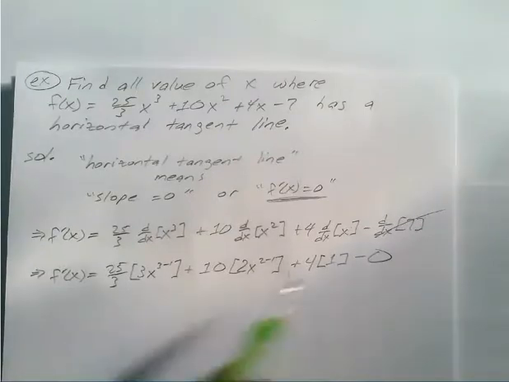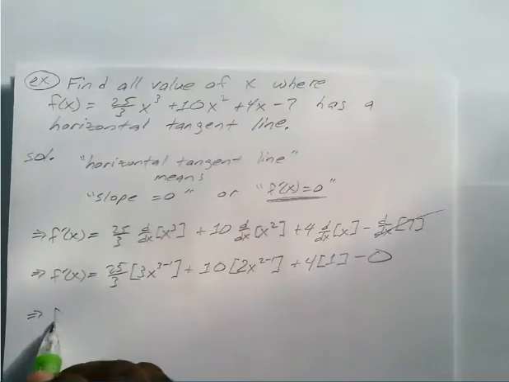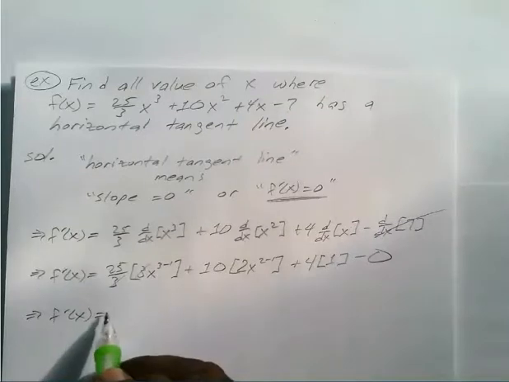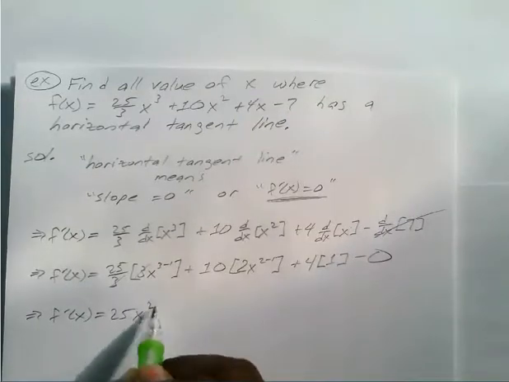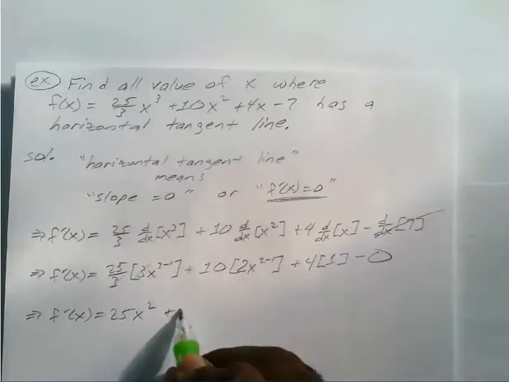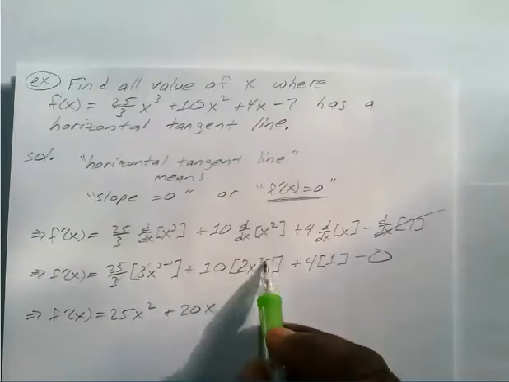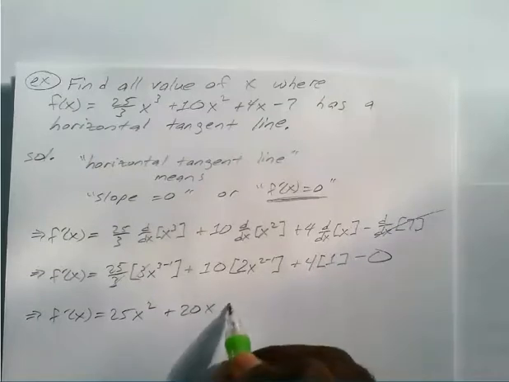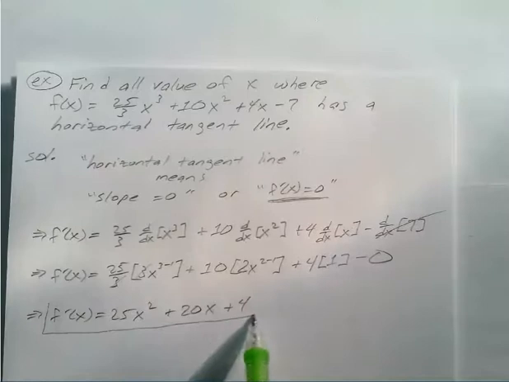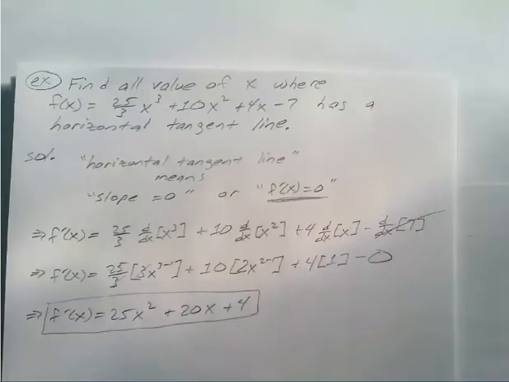Alright, so if we go ahead and simplify those terms, f prime of x is equal to, you can see these 3's cancel each other out. So you have 25 x squared plus 10 times 2 is 20, so you have 20 x to the 2 minus 1, which is just 1, plus 4. Okay, so we found our f prime of x.